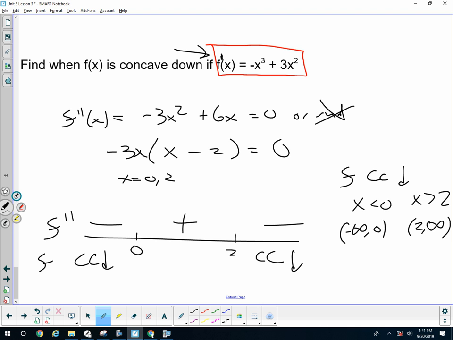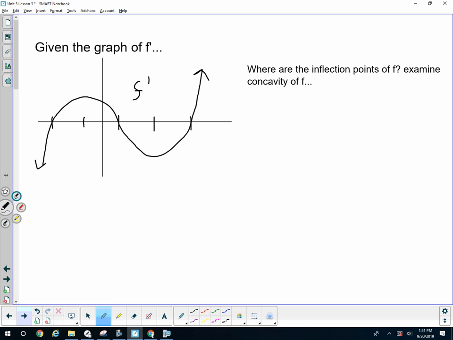Okay, bringing us to our friend, the graph of f prime. I can give you the graph of f prime and ask you about the concavity of f. Now, if you look at this function f prime and you're like, oh, it's concave down until 1, concave up after 1, points of inflection x equals 1. Nope, you're not thinking about it the right way.